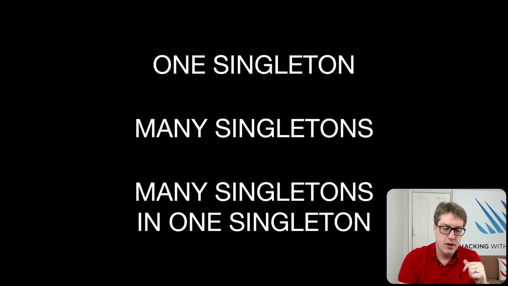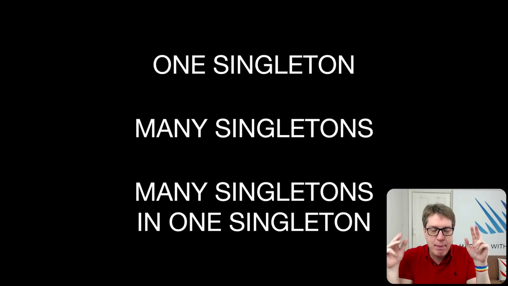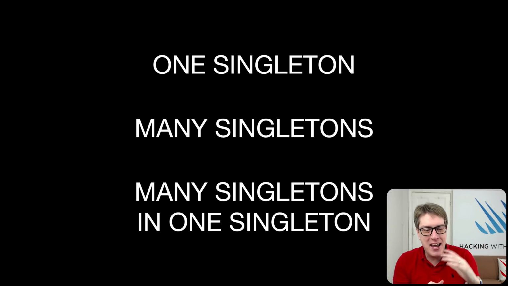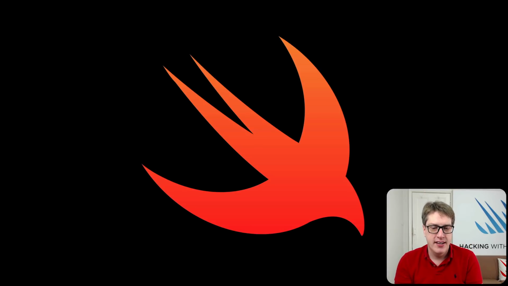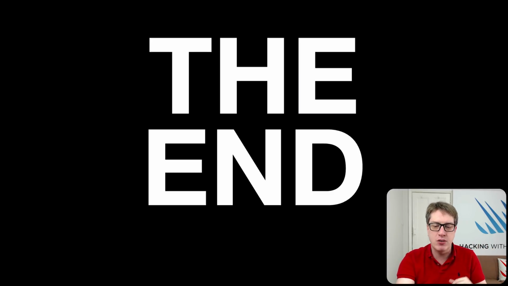Okay. There are lots of ways you can wrap up your global variables in a fancy way. You may have one singleton or many singletons in one super singleton, but no matter what you choose, we still have this beautiful clear divide. Our data is structs. Our views are classes. We divide them down the middle. This is Swifty. This is idiomatic Swift. It took us a few years to figure out, but we got there, and now we can focus on actually building great applications. And that, of course, is the end.